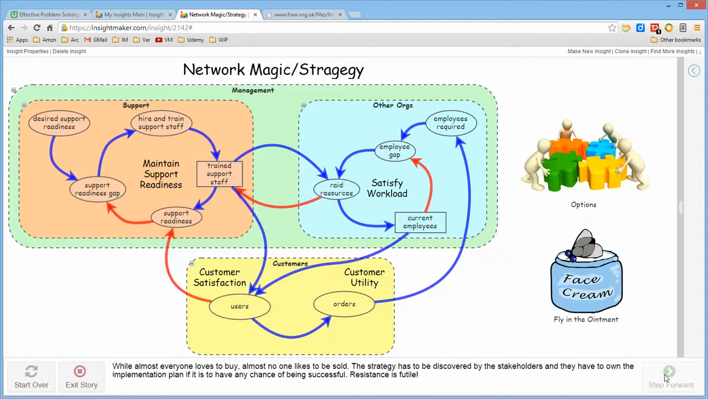The fly in the ointment here, though, is that Spencer Johnson wrote an interesting book in the 80s called The 1 Minute Salesperson, and there's a quote in it that I thought was most profound. The quote is, "While almost everyone loves to buy, almost no one likes to be sold." If this strategy is to be successful, the learning has to be experienced by all of the relevant stakeholders, and they have to discover the strategy and own the implementation plan if it has any chance of being successful. You can't do it for them. They have to figure out how to do it themselves. Otherwise, they won't do it.